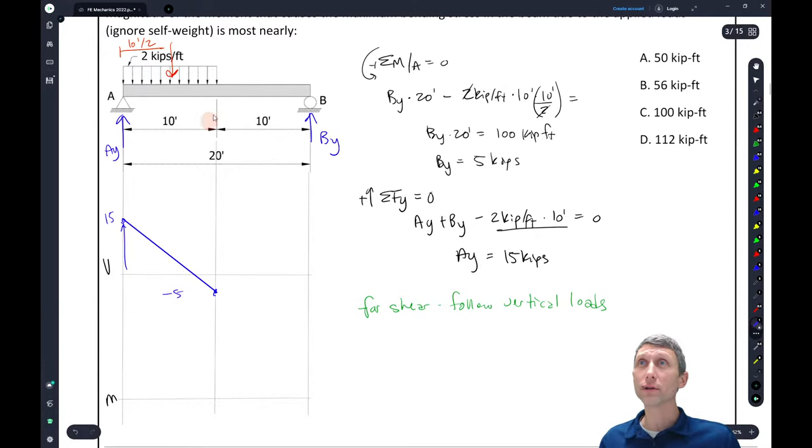A lot of times the way I'll draw it is I'll draw it like this. I'll say positive is like this, negative is like this. And you'll notice here as well, if you draw this in, this is the sign convention that I teach my students. It's just, this is positive bending on the left, negative bending on the right.